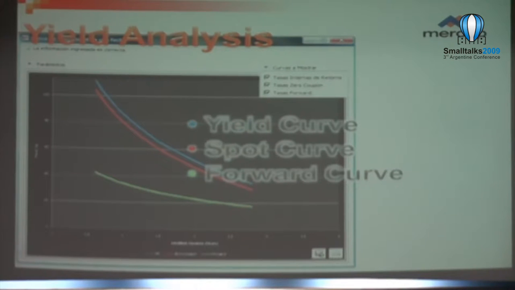The spot curve is built with the reference points from the yield curve, by a method called backtracking. That is well known, and it was added to the system, and it's very useful to compare a bond investment with, I don't know, a certificate of deposit investment, for example. And a forward curve is built up with information from the spot curve, just as much as the spot curve is built with information from the yield curve.